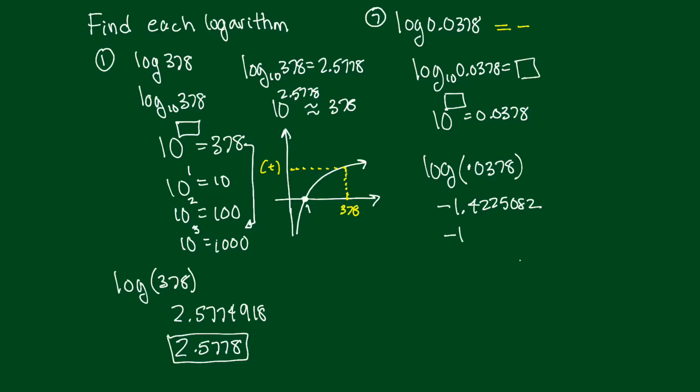So I'm going to write this as negative 1.4225. So to summarize, back here, it's a negative number, just what we were expecting. So I'm going to claim this as negative 1.4225, which means that if you take 10, try it on your calculator, and raise it to the negative 1.4225, you're going to get a number really close. In fact, why don't we just say this is approximately equal to 0.0378.